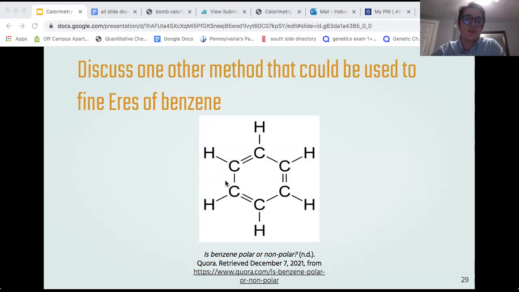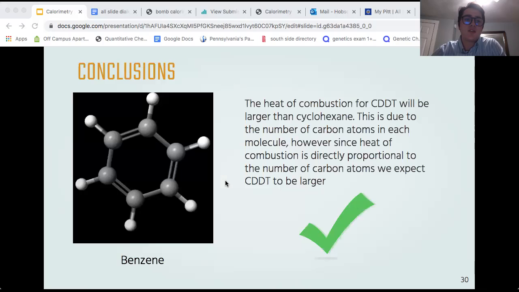Another method that we can use to find the resonance energy of benzene is to take the heat of hydrogenation. We would take a hypothetical system that has 3 isolated double-bonded carbons and then compare the heat of hydrogenation with benzene. This difference between the two can, I'm pretty sure, give us the resonance energy.